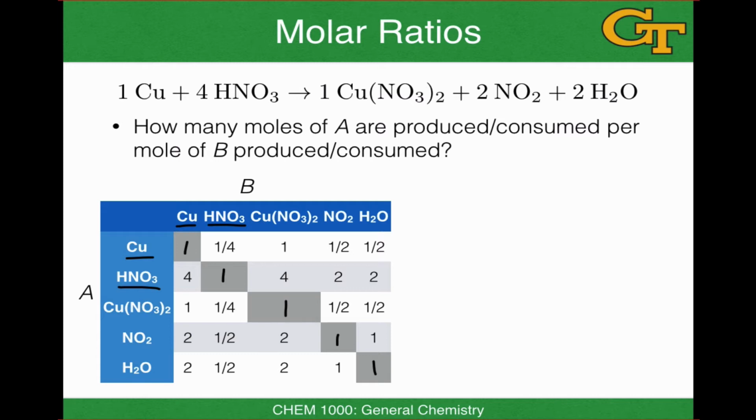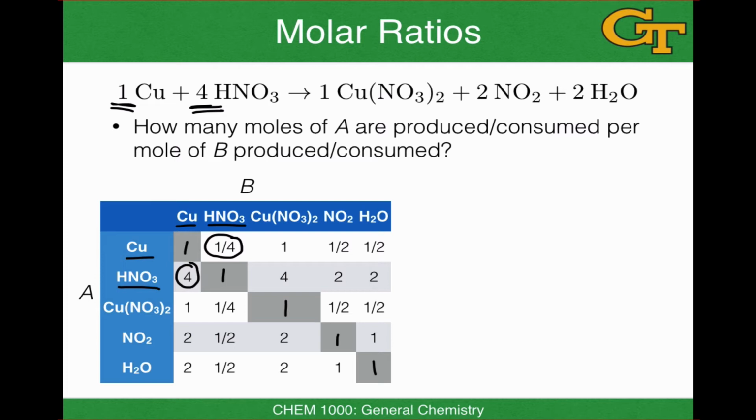The ratio of HNO3 to copper, for example, is 4. And this comes from the fact that the ratio of the stoichiometric coefficients, if we look back up above, is 4 to 1. There are 4 moles of HNO3 that react for every 1 mole of copper. The ratio of copper to HNO3, you'll notice, is just the reciprocal of that, 1/4, because now the ratio of the stoichiometric coefficient of copper, which is 1, to that of HNO3, which is 4, is 1 over 4, or 1/4.